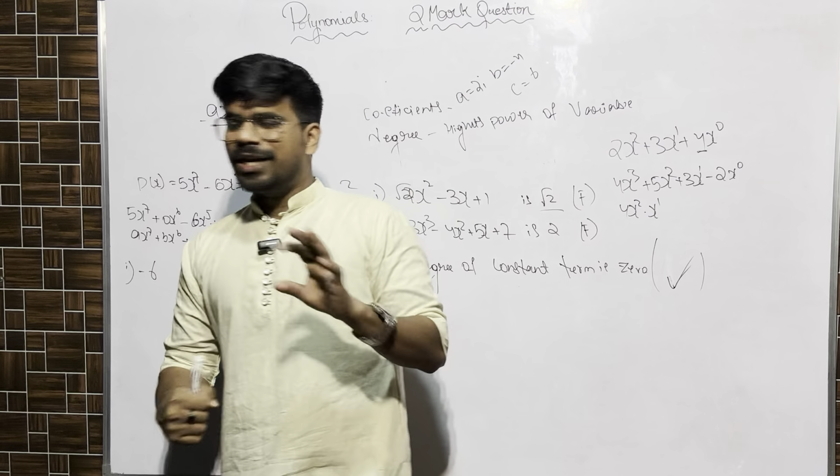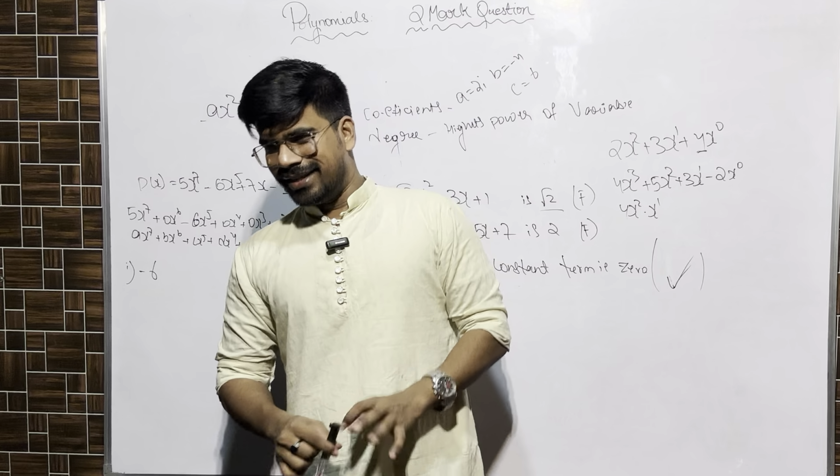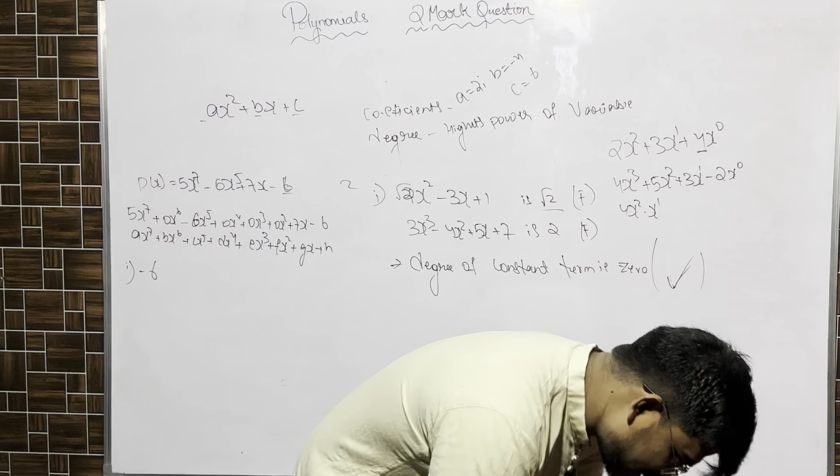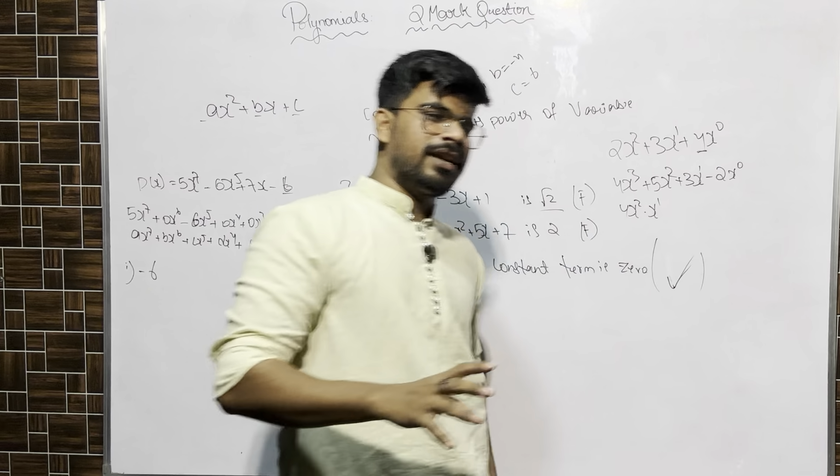Clear? Basically, if you do not understand, just do one thing. Degree of the constant term is 0. Blindly, it's general value. It doesn't change. Degree of the constant term is always 0.